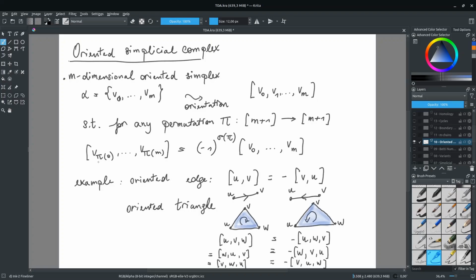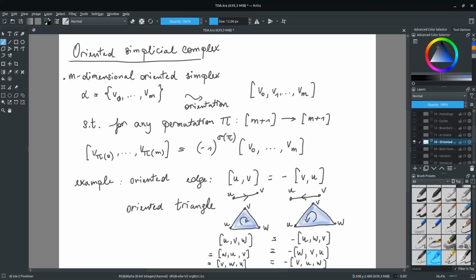So if I have a permutation pi that permutes these vertices, applying the permutation just changes the sign of this original object, and the sign is just the sign of the permutation. I have an example here. If I have just an oriented edge, uv is going to be the same as minus vu. Okay, so far so good. An oriented triangle, uvw, is going to be minus uwv, and so on. I have listed all the possible permutations.